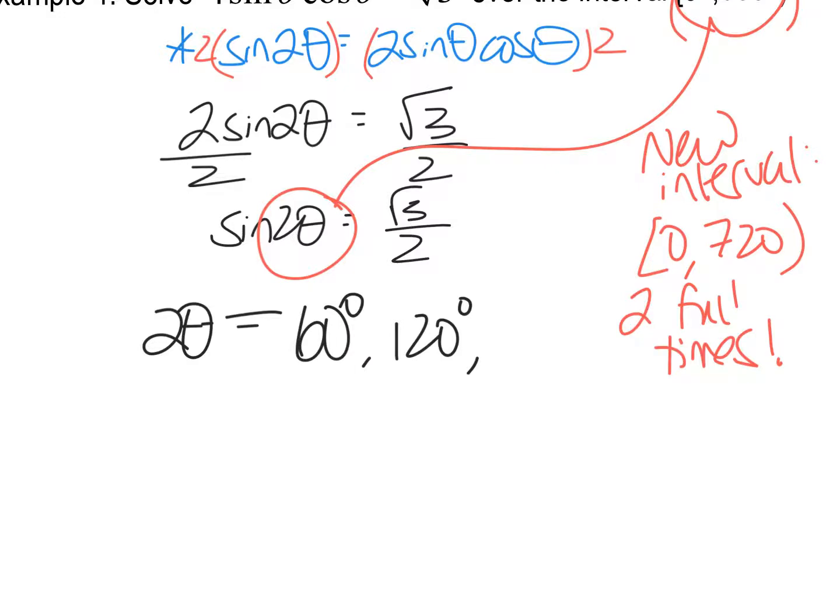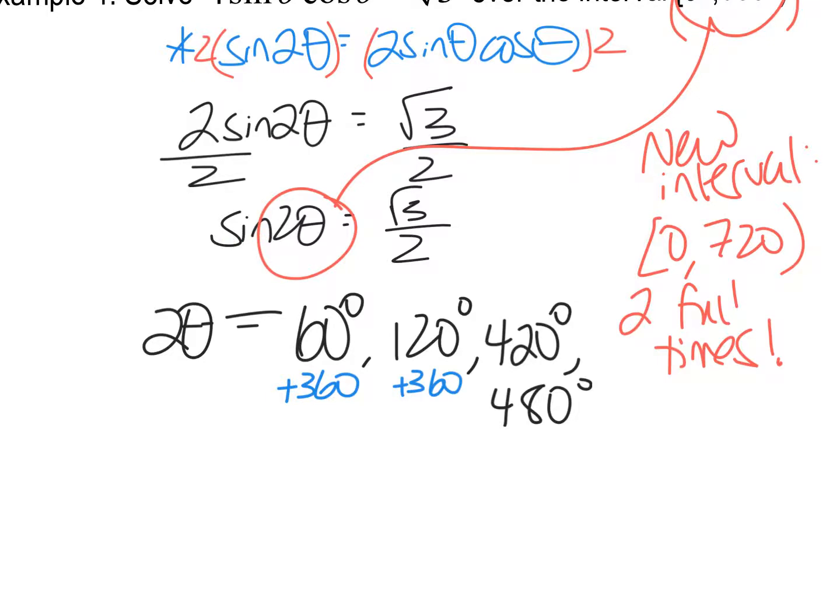But I have to go around the circle another time because I'm supposed to give my answers on 0 to 720, not 0 to 360. So I have to go around the circle a second time. How to do that is to add 360 degrees to each of your answers, because they just have to go around the circle one more time. So 60 plus 360 is 420. And 120 plus 360 is 480. So those are my 4 answers where 2 theta equals radical 3 over 2 for sine.